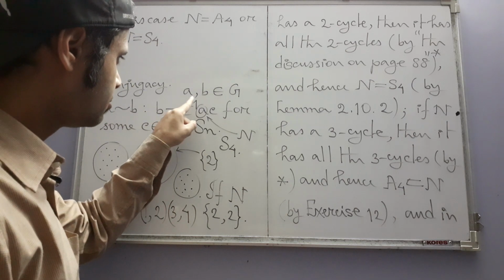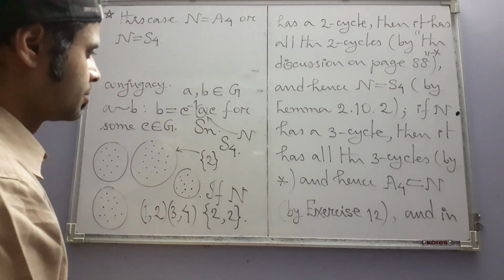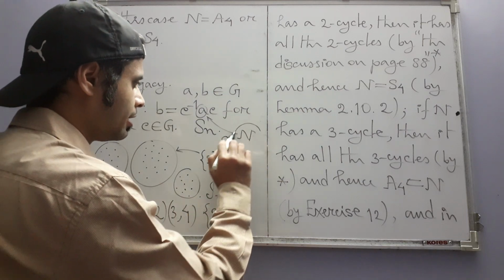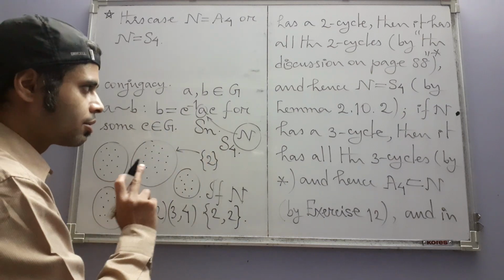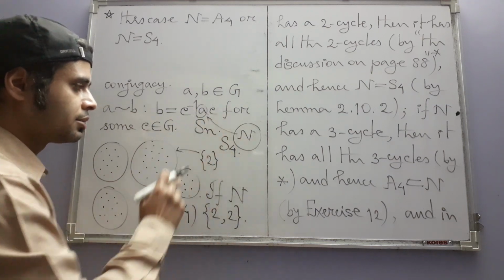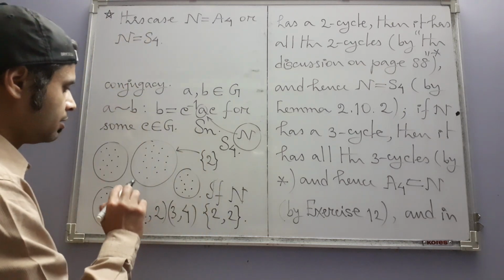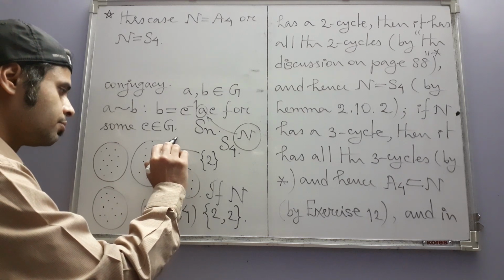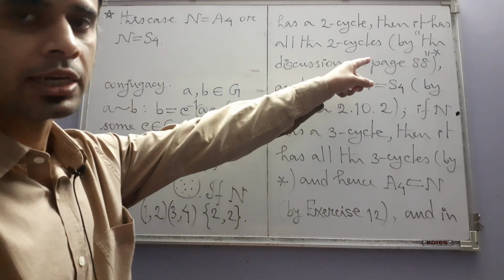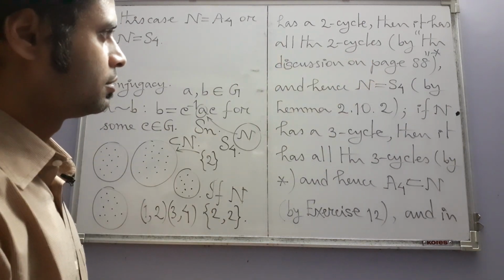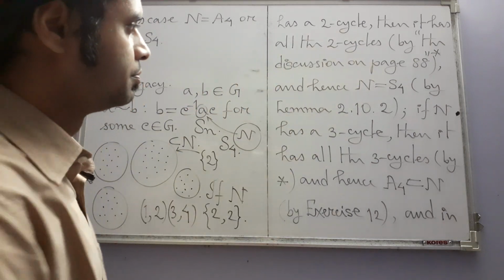So B will be equal to C inverse AC for some permutation C in S4. But now you also recall that N is a normal subgroup of S4. So N is normal, A is in N, so C inverse AC must belong to N for any element C in S4. So that is why all the two cycles must belong to N. That's what we have written here. Okay, so we understood what we have done here.